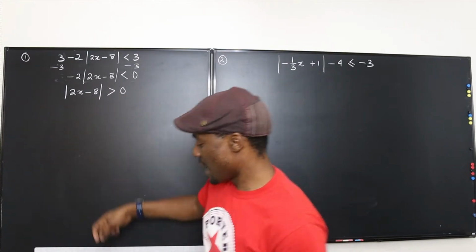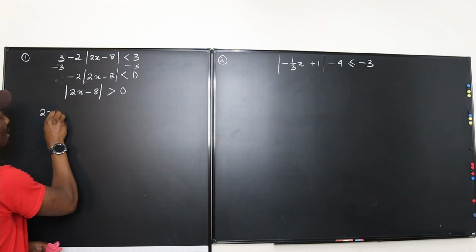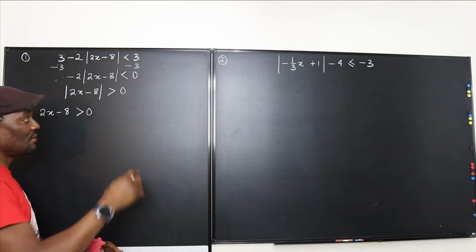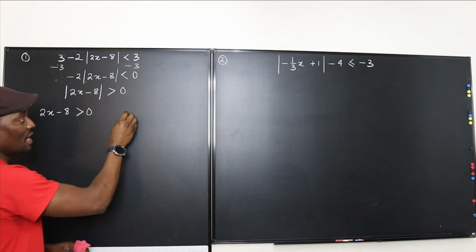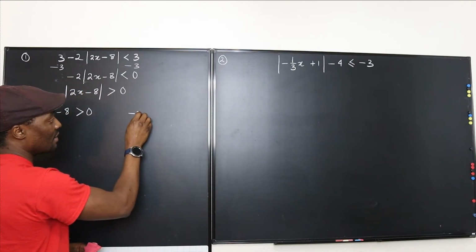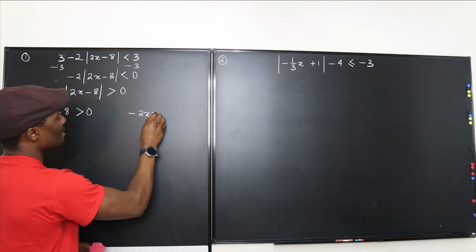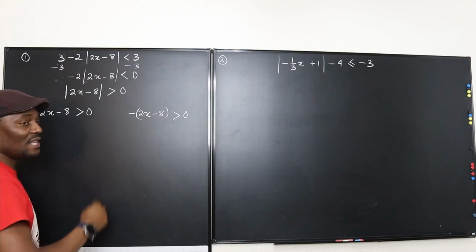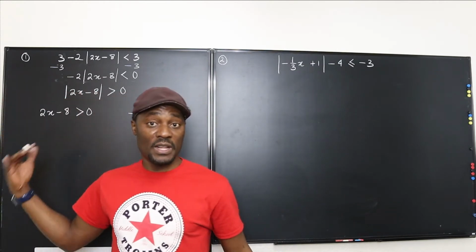So I'm going to leave this sign and I'm going to say 2x minus 8 is greater than 0. An alternative to this is if this was a negative expression, I'll just say negative 2x minus 8 in parenthesis is greater than 0. It's either this or both. You don't know. Let's see what it's going to be.